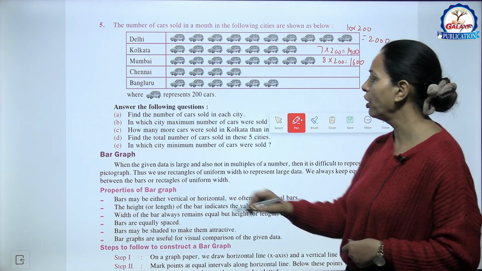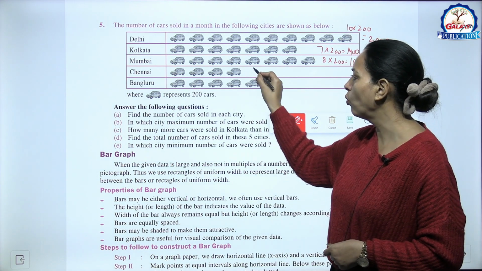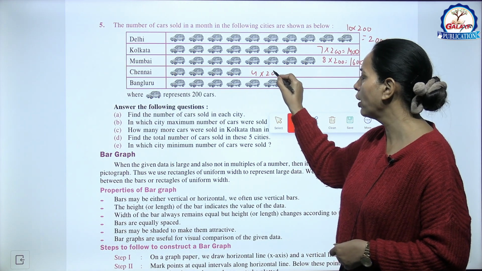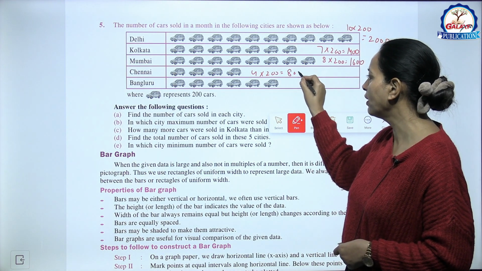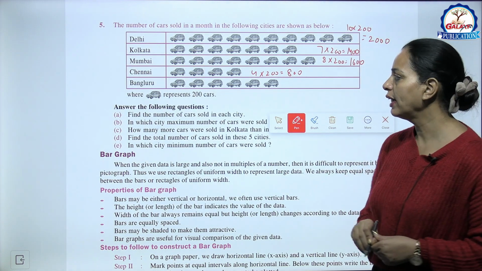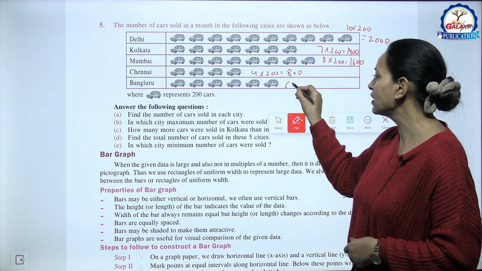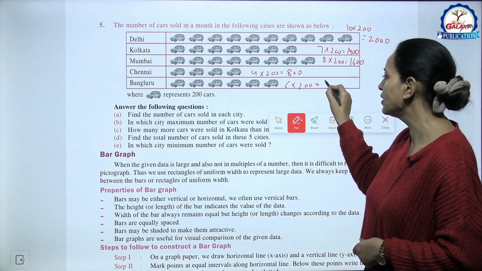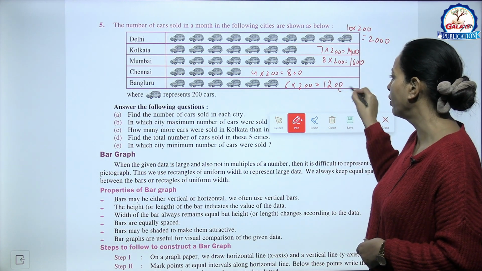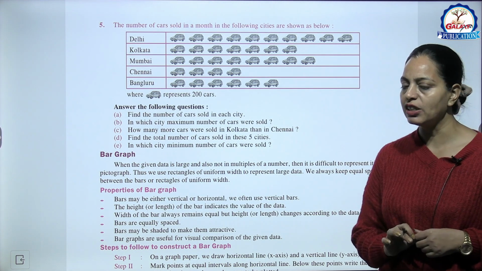Right? Now Chennai 1, 2, 3, 4. So 4 into 200, that is 800. Okay, then Bengaluru 1, 2, 3, 4, 5, 6. 6 into 200, that is 1200. Okay, so I hope this is clear to you.